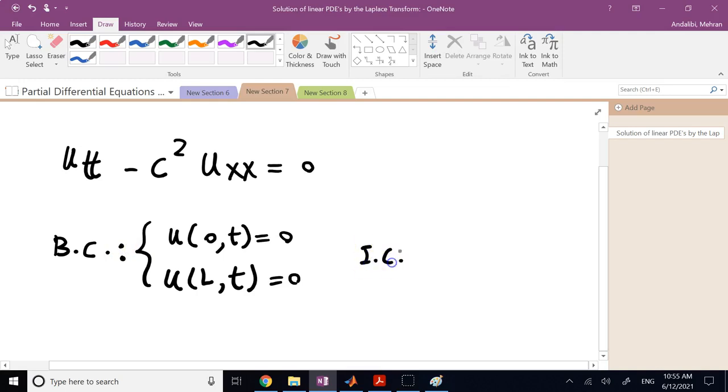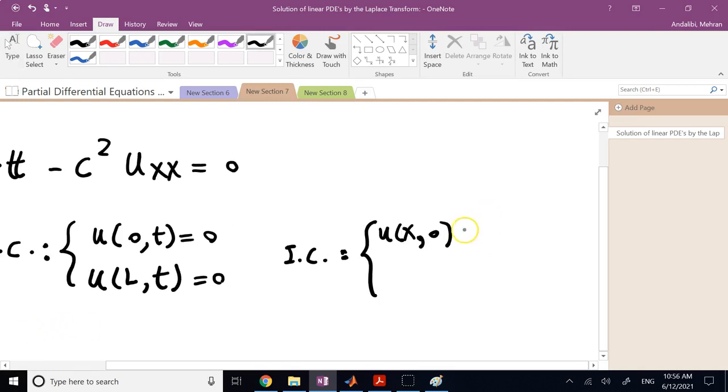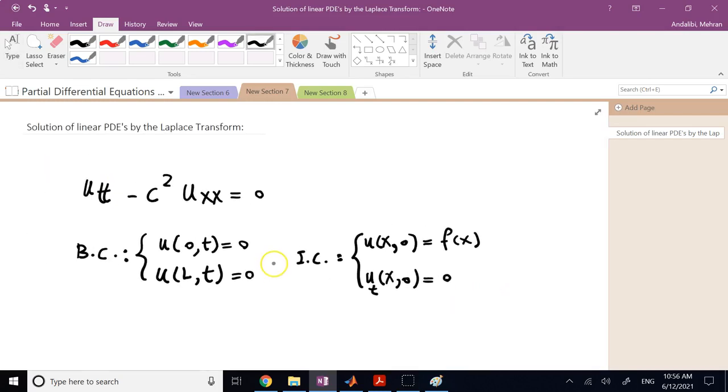And initial conditions were like, at time zero, we gave the overall string some initial shape, initial deformation, whatever it is, f of x. And we also had some initial velocity. Let me say that is zero. So we released the string from rest, so u_t of x at time zero was also zero. Okay, so this was the problem we solved, if you remember.